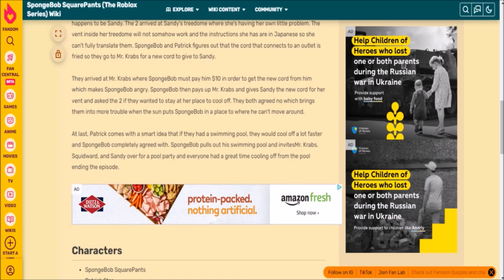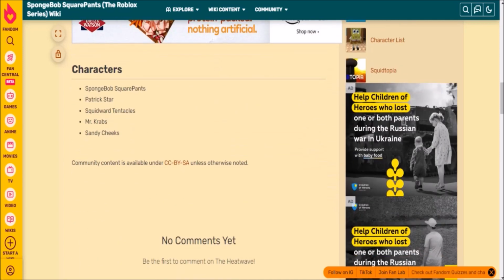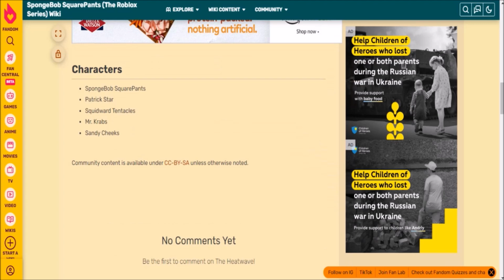SpongeBob pulls out his swimming pool and invites Mr. Krabs, Squidward, and Sandy over for a pool party, and everyone had a great time cooling off from the pool, ending the episode. So the characters are SpongeBob, Patrick, Squidward, Mr. Krabs, and Sandy.